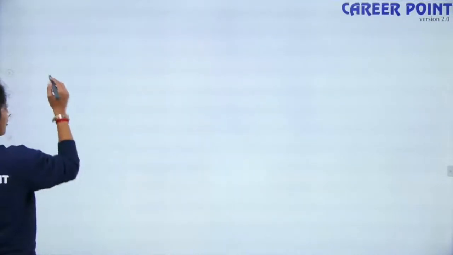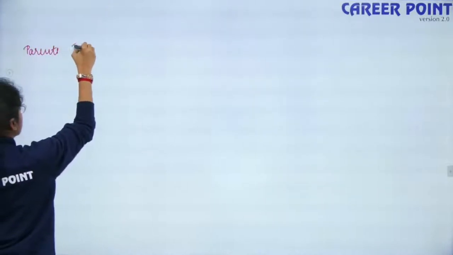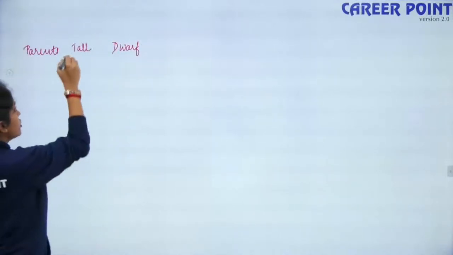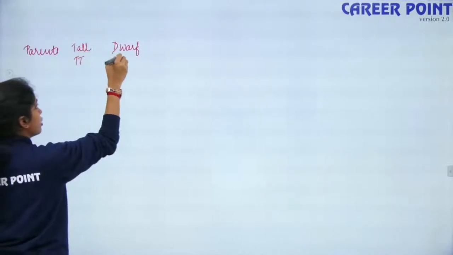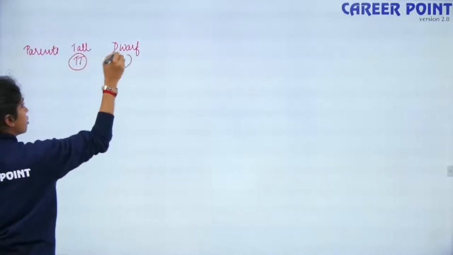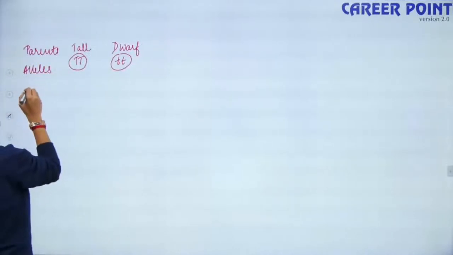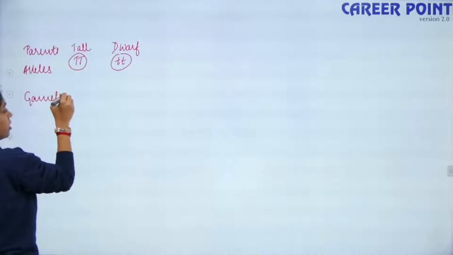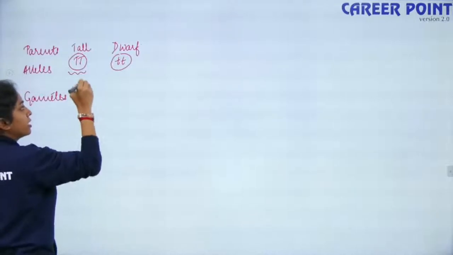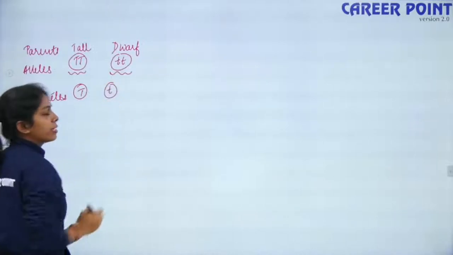Here the parents are tall and dwarf. Tallness is always dominant, so we write this as capital T, capital T. Dwarfness is recessive. Fine. So these are the parents and these are the alleles of the parents. Alleles are always in a pair, right? Now we have to find the gametes. Since this is homozygous, both are of the same type, so one of them will be the gamete. There is no competition. This is also homozygous, so one of them will be the gamete.